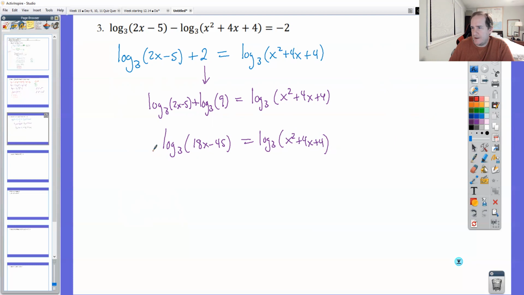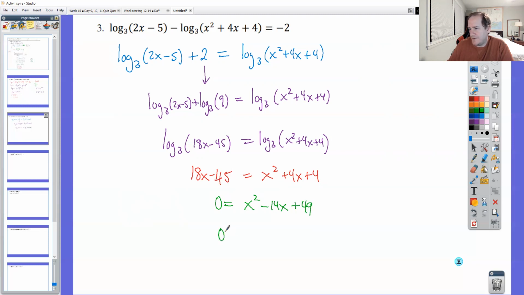Again, we're exponentiating. We're going 3 to the power of this equals 3 to the power of that. So then the log base 3's would cancel, giving me the 18x minus 45 equals x squared plus 4x plus 4. And then I just attack this like a regular old quadratic. Subtract 18x from both sides, add 45 to both sides, landing on an x squared minus 14x. And we're adding that, so plus 49.